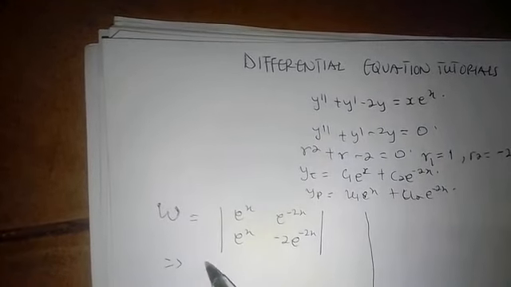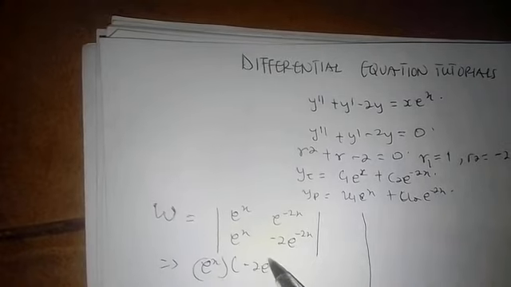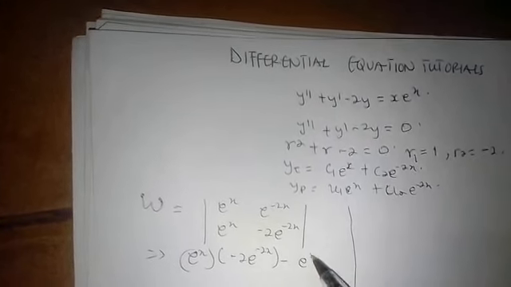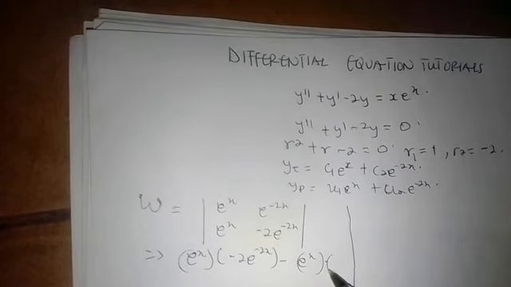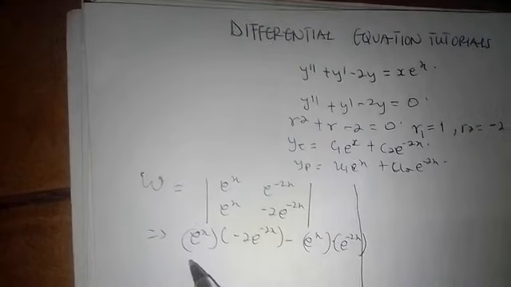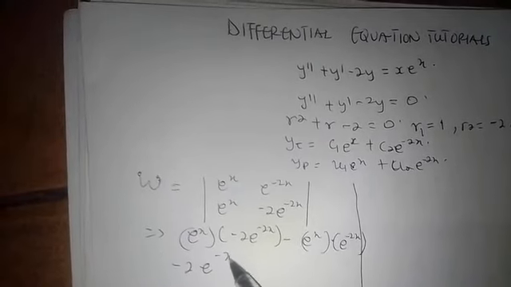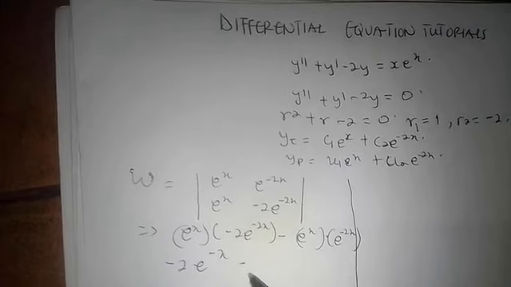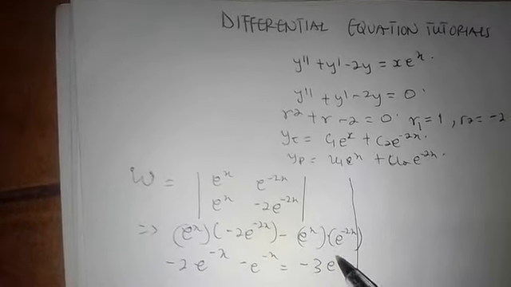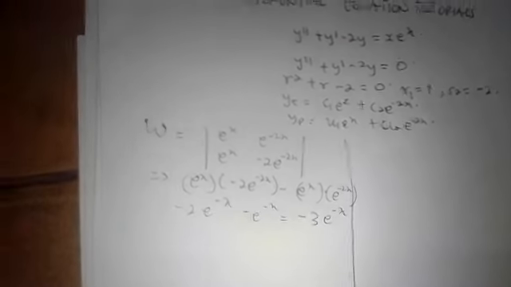This will give me e^x multiplied by -2e^(-2x), then minus e^x multiplying e^(-2x). Once I get this, I'm going to get -2e^(-x) minus e^(-x), and that is -3e^(-x). So this has given me my Wronskian.